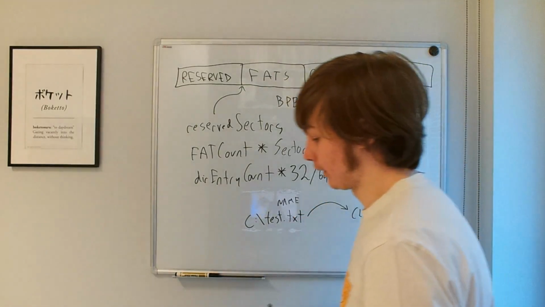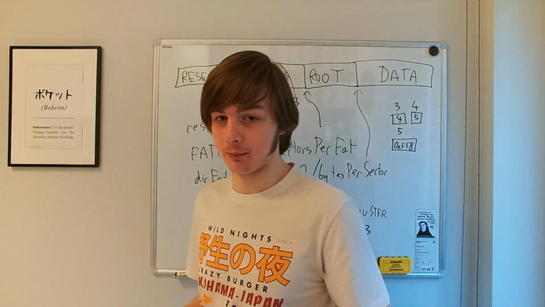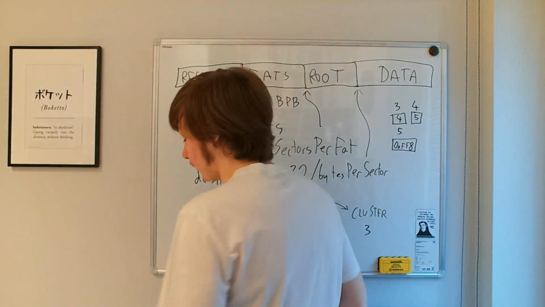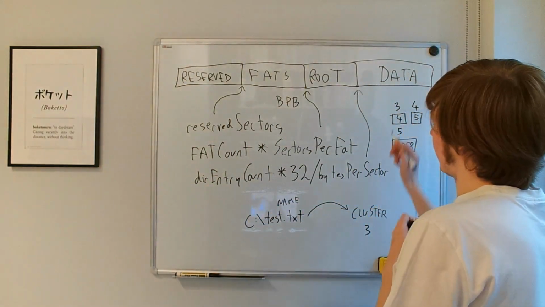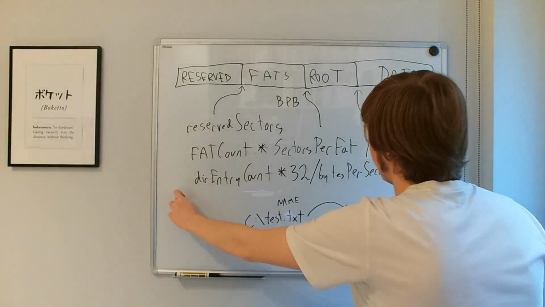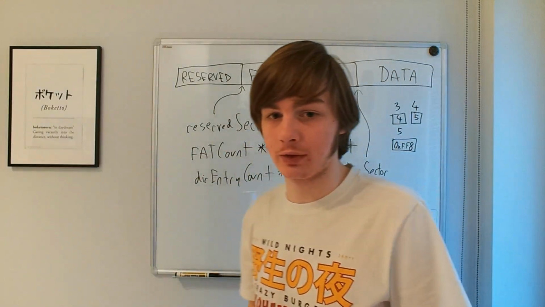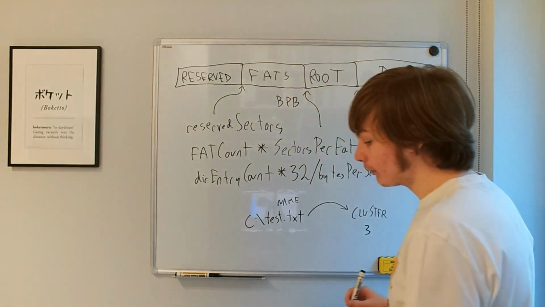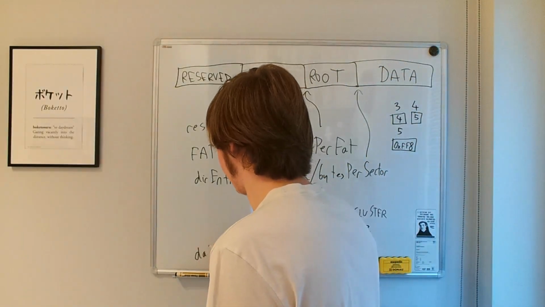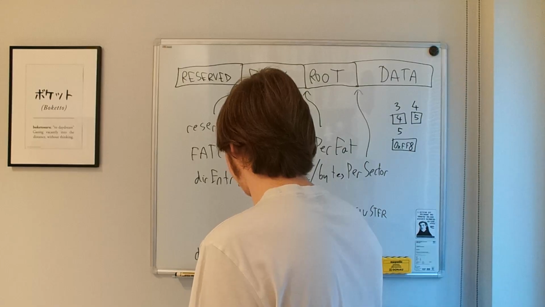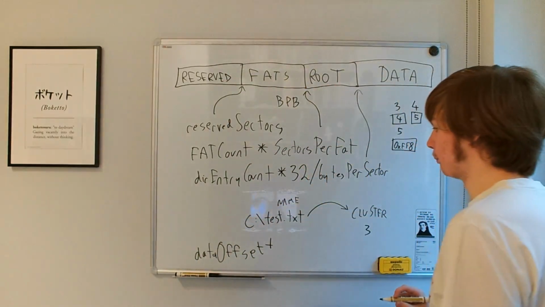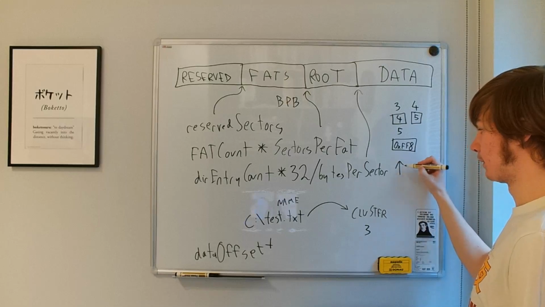So we have our cluster, and how do we actually obtain where to read this from the data region? Well, we know where our data section starts, and that is because we just perform the sum of all of those, and that's going to be the LBA address of the data region. So let us call that our data offset. And what you simply have to do, also I should mention, this value should always be rounded up.